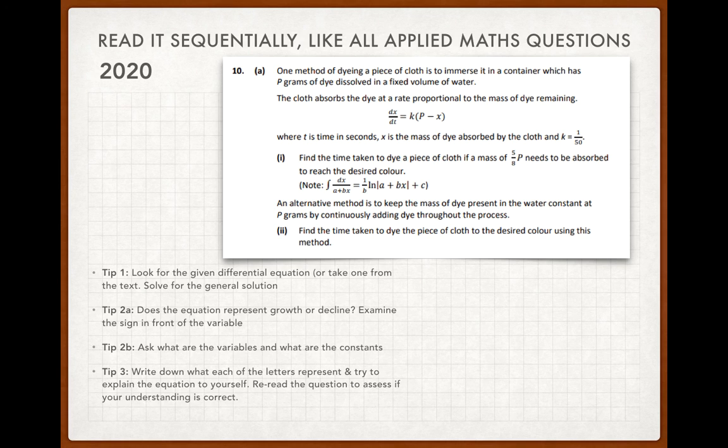Now, it might make sense that if you put the cloth in initially, it's not absorbing anything at the moment or anything at the start. So x equals 0 when t equals 0 will be my first limit, and x equals 5p over 8 when t equals t would be my second limit, and then I can solve for t in that case.